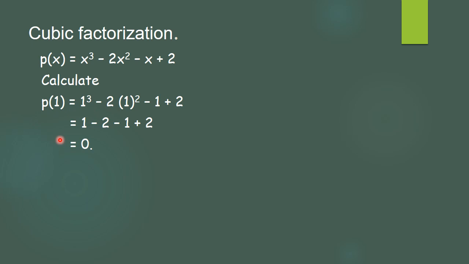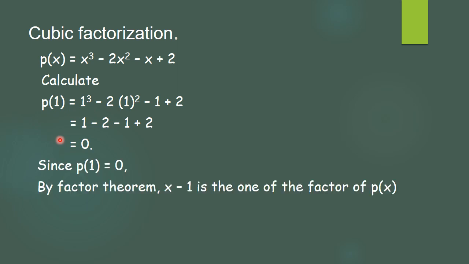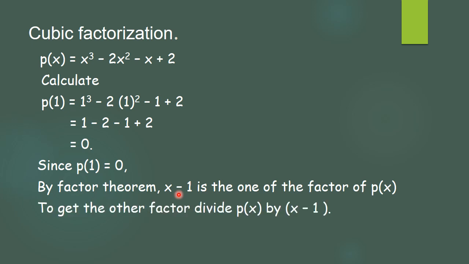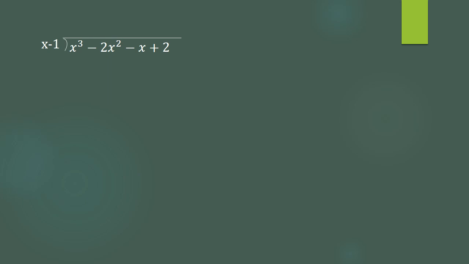So, since p of 1 is 0, by the factor theorem we can say that x minus 1 is one of the factors of p of x. So one factor we have come to know, that is x minus 1. Now, to find the other factor, first we will divide this polynomial by x minus 1. The polynomial given is x cube minus 2x square minus x plus 2, and it has to be divided by x minus 1.